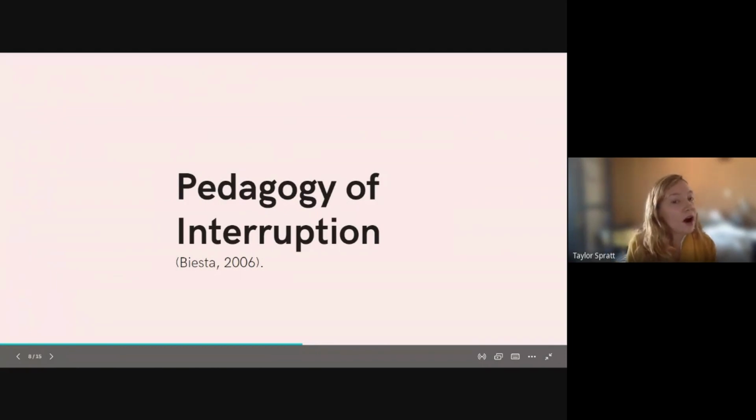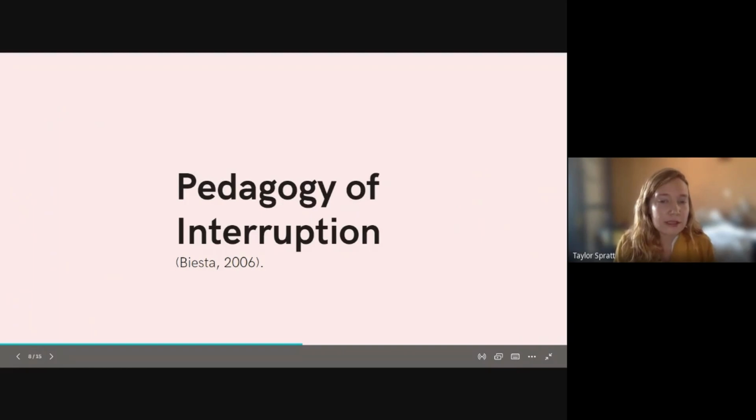So one theory that tries to think past the limitations, even of critical approaches to community engagement projects towards global learning, is this idea of pedagogy of interruption. Biesta theorizes that learning ought not to be just about the acquisition of knowledge and skills and attitudes, but rather a project of coming into the world where the world is engaging with the other.